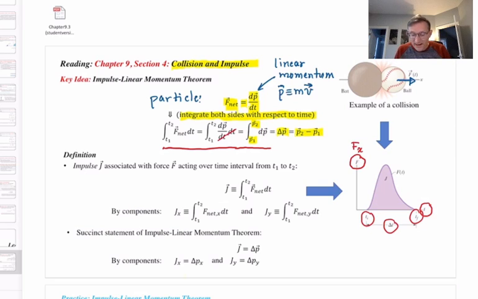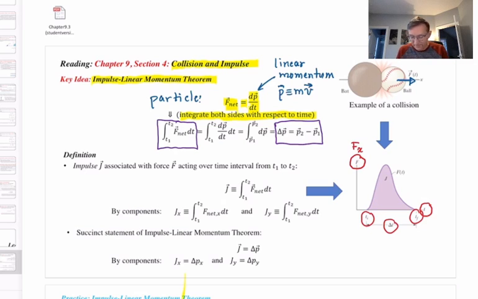So what is this theorem saying? Let me try to get rid of all the stuff I've drawn along the way and just emphasize what it says. It says that if you integrate the net force on a particle with respect to time from some starting time t1, which we will choose based on the problem, to an ending time t2, which we will choose based on the problem, the answer will be the net change in the particle's linear momentum, p2 minus p1, for that time interval. Okay? That's called the impulse linear momentum theorem.